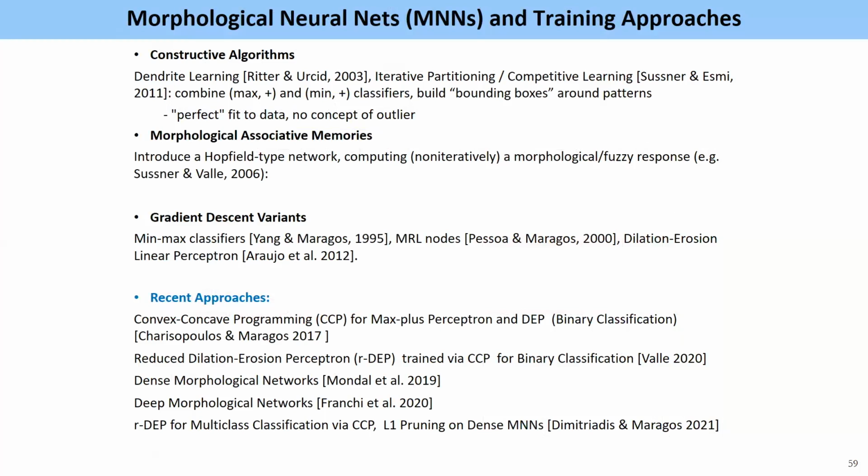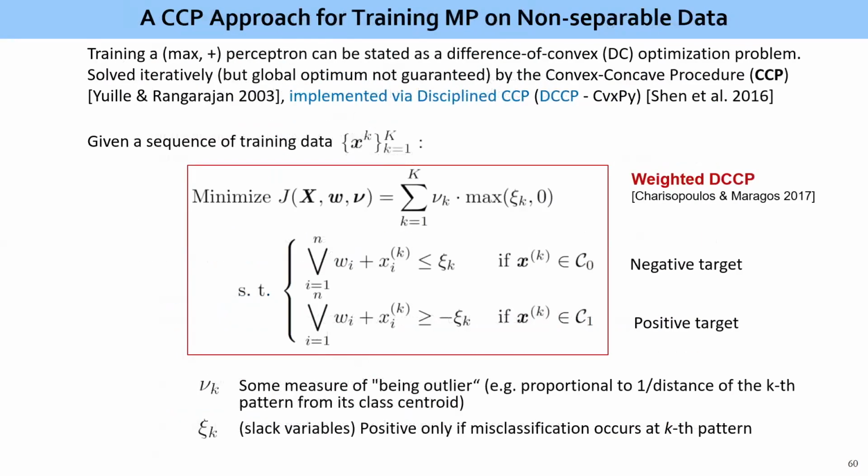And in morphological neural nets, actually, there is a rich literature. Here, I'm just sampling a few names. More references can be found in this tutorial that I mentioned before. Some recent approaches include something called convex-concave programming that I will explain in a minute, the reduced dilation-erosion perceptron by Marcos Valle. Actually, Valle, I think, is here, and he will be giving a talk. Also dense morphological networks, deep morphological networks, and a sparse approach to this.